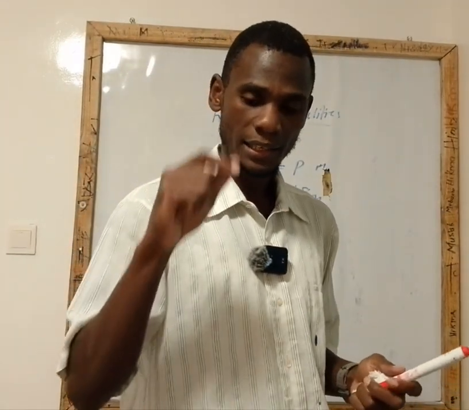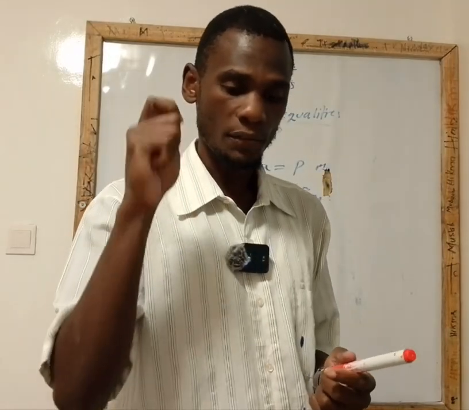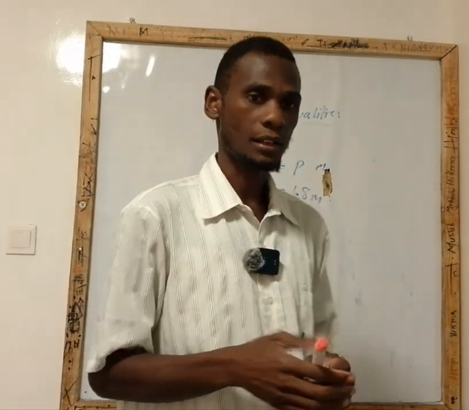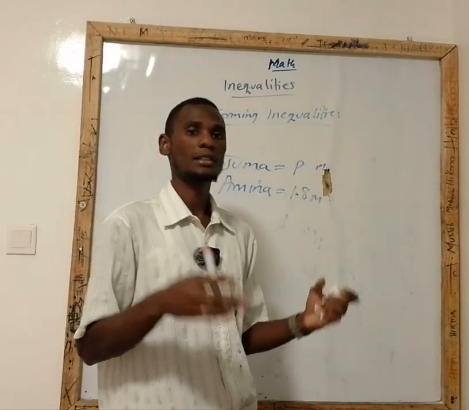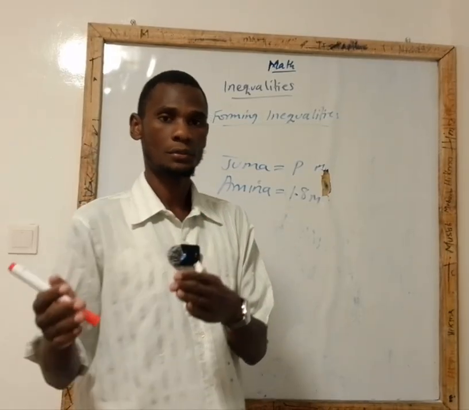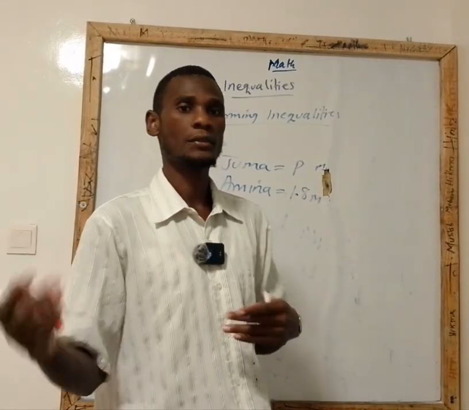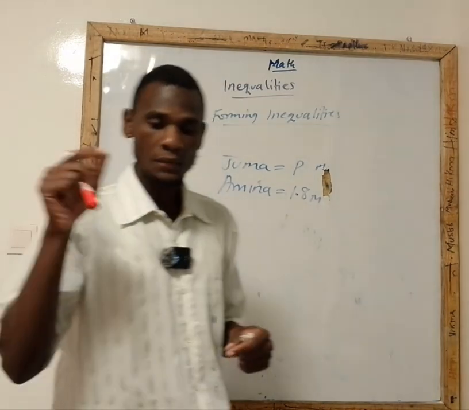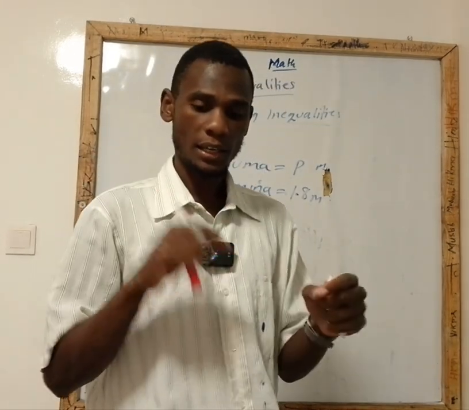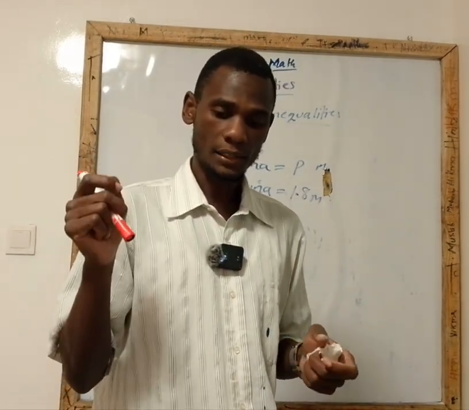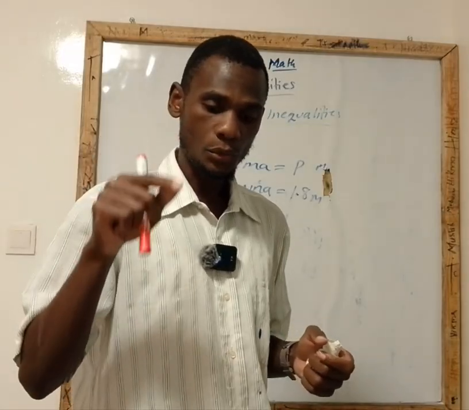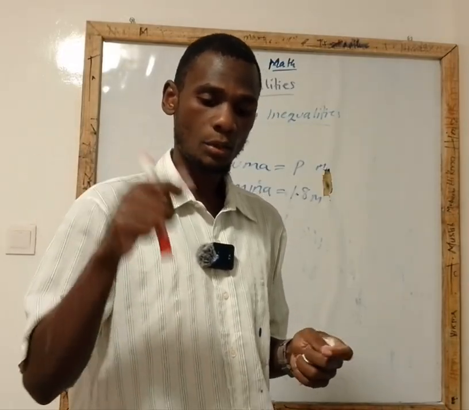Now the question: the difference in their height is less than 0.5 meters. When I talk about the difference of two numbers, difference simply means subtraction. You take this and you subtract, you will get the difference. So you are told the difference, the keyword there is difference. The difference between their heights is less than 0.5.